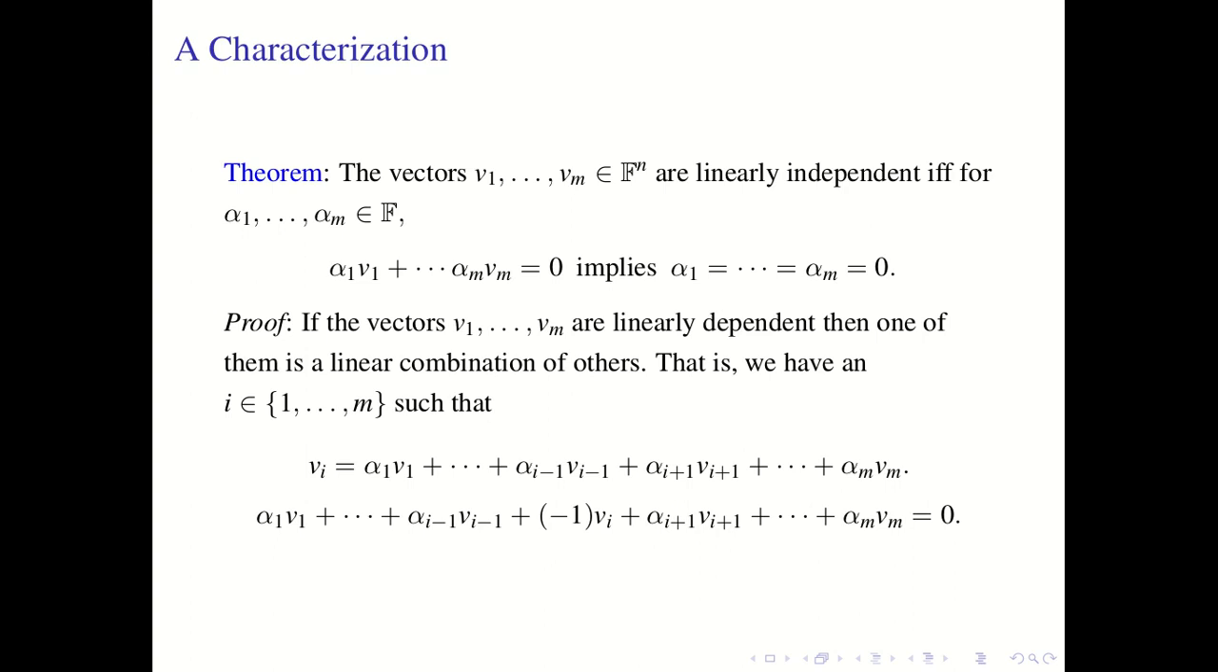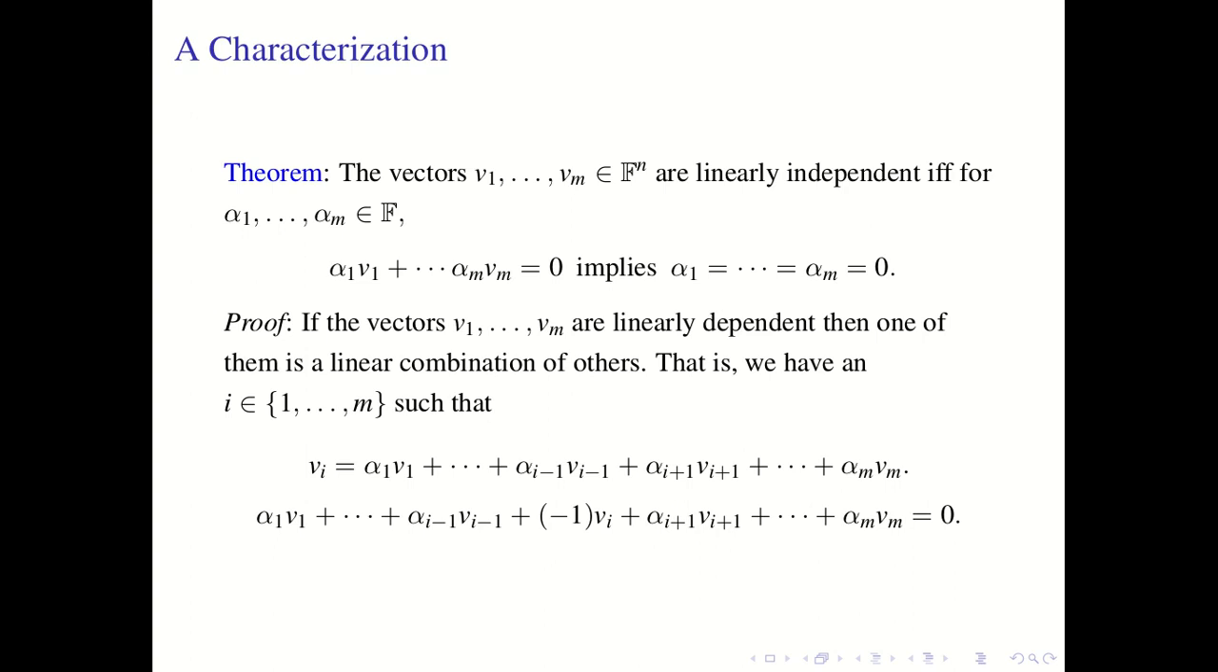Suppose v1 up to vm are linearly dependent. What does that mean? It means one of them is a linear combination of the remaining. That is, I can write vi equal to alpha 1 v1 plus etc. alpha i minus 1 vi minus 1 plus alpha i plus 1 vi plus 1 plus etc. alpha m vm.